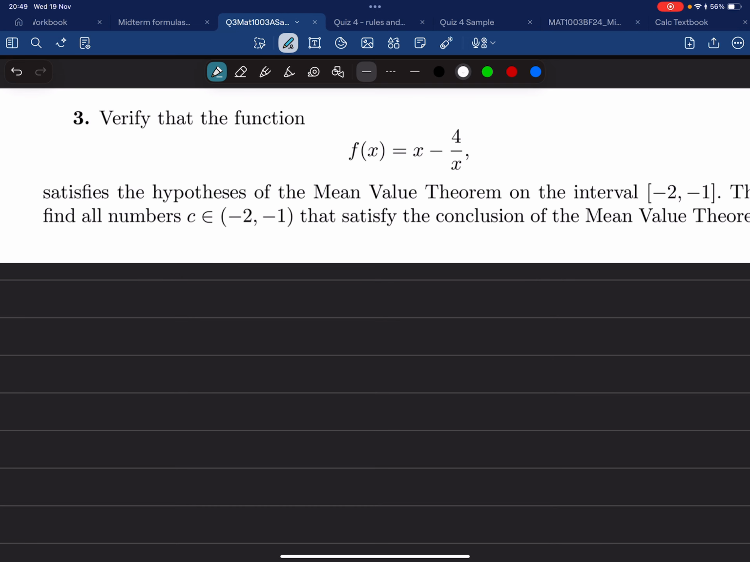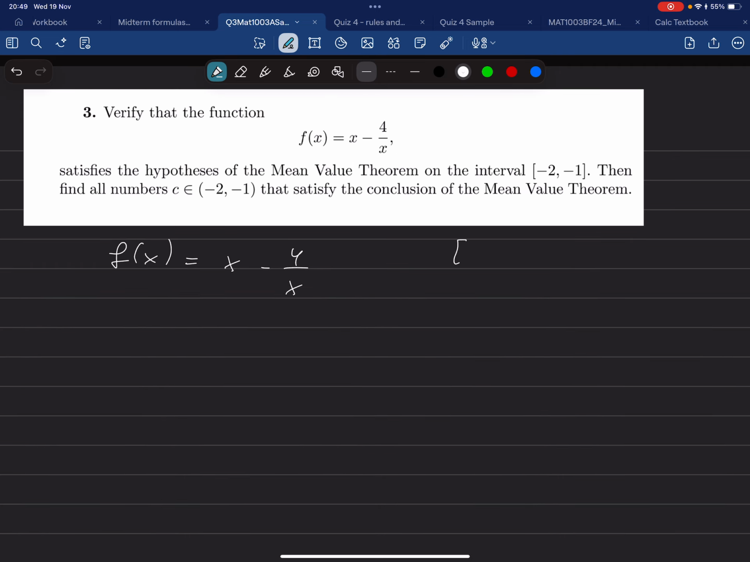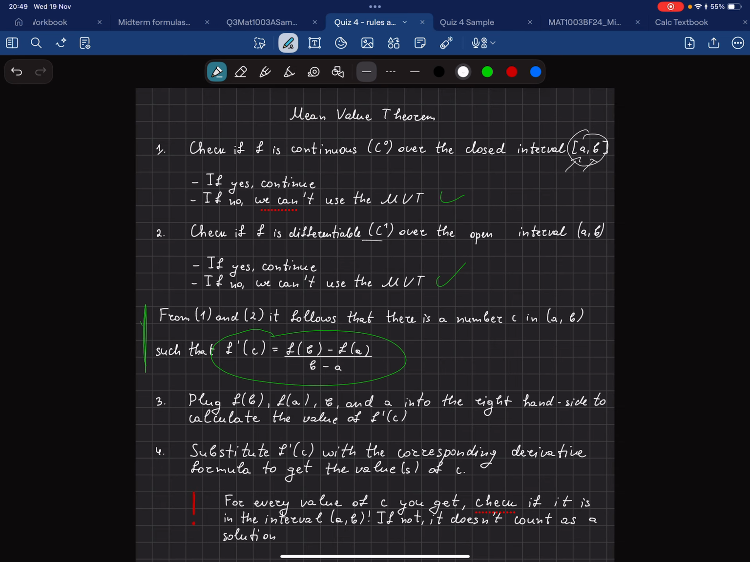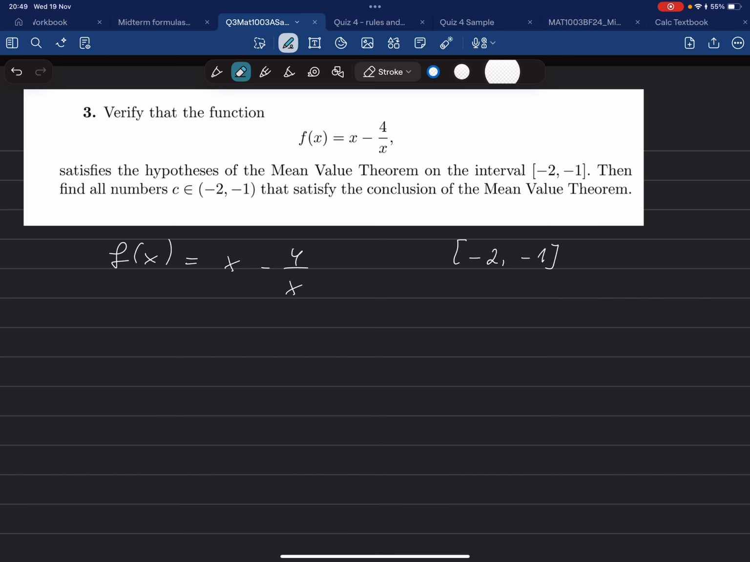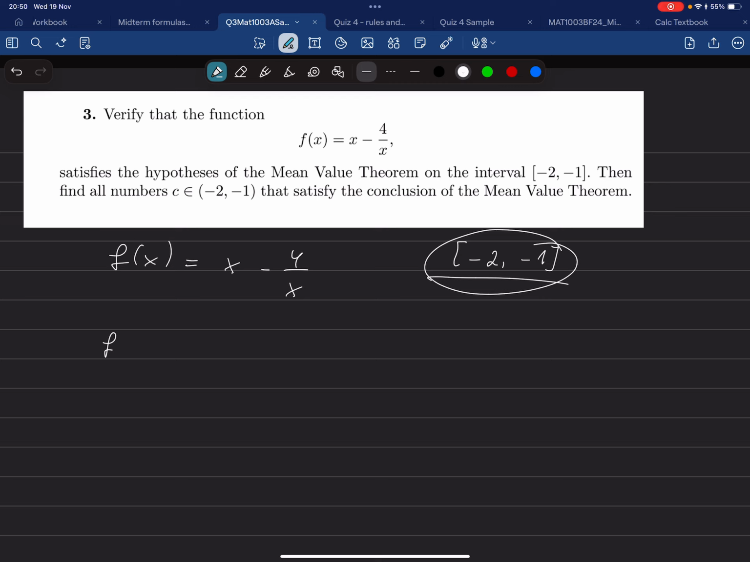So let me just copy the function that we're given, f of x equals x minus 4 over x. And then we care about the interval from -2 to -1, okay? So what is the first step of the mean value theorem? First step is to check whether our function is continuous over the interval that we're given. How do we check this? Well, we find the domain, and if this interval is within the domain, then it's continuous, okay?